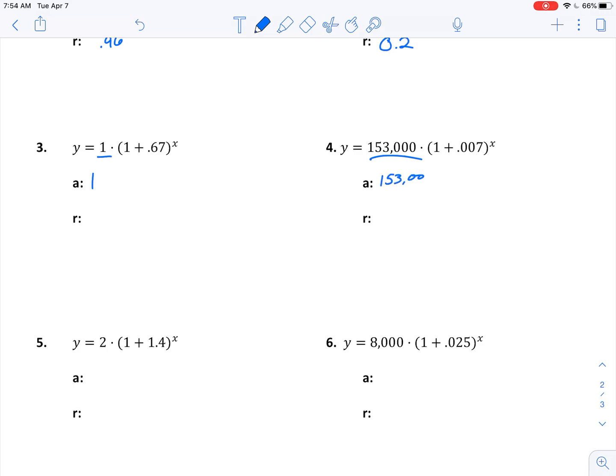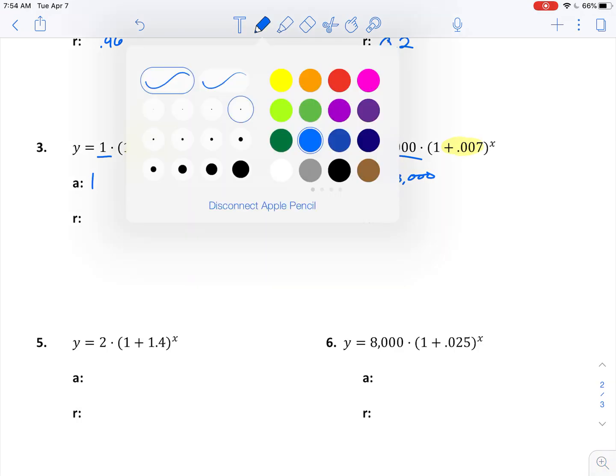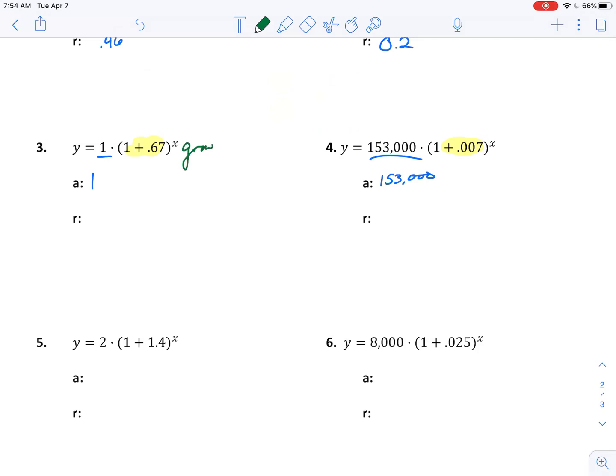So we're going to look at these last 4 problems and then we will be done for the day. So let's just start with our initial amounts here for 3 and 4. So my initial amount is always that number out front. And our rates, here I'm adding 0.67. Here I'm adding 0.007. So both of these are going to end up being growth. So these will be exponential growth functions because I'm adding something to one. I'm going to get a number bigger than 1 here. And the growth factor is just whatever I'm adding to 1.